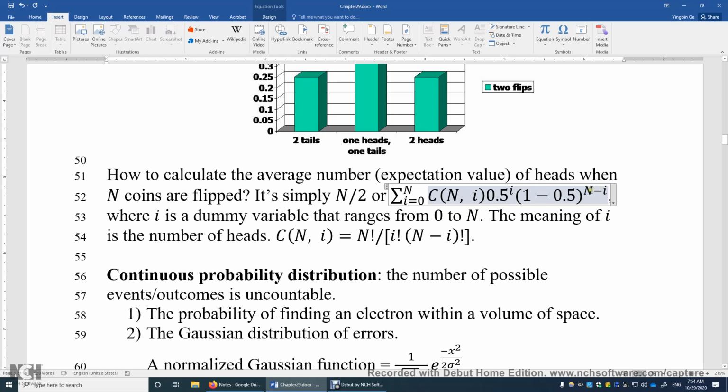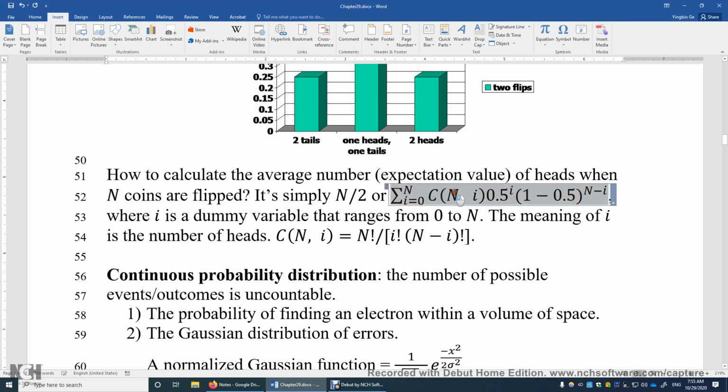The probability of these n minus i tails is the probability of one coin getting tails, which is 1 minus 0.5. This 0.5 is the probability of getting heads. So 1 minus 0.5 is the probability of getting tails. So you get this probability of getting tails for one coin to the power of n minus i coins. So again, over here, you are selecting i heads out of n coins. The remaining n minus i coins are tails.